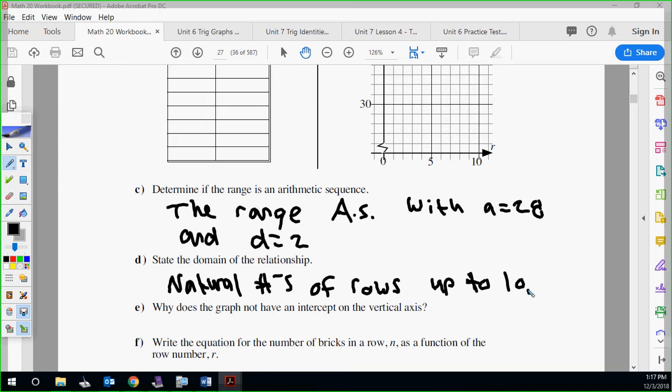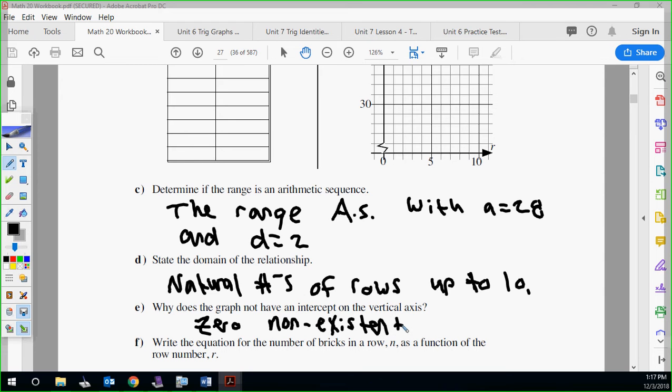Why does the graph not have an intercept on the vertical axis? So why is there not a dot on the vertical axis? There's no such thing as 0 row. Non-existent.